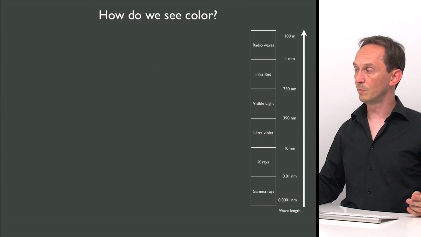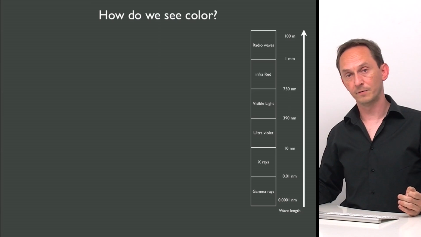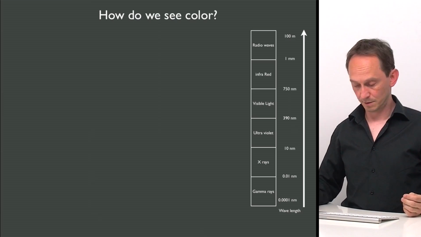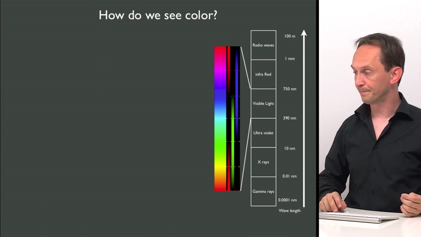And the visible light is actually between a wavelength of 390 and 750 nanometers. So that's what we call the visible light. That's basically every light we can see.